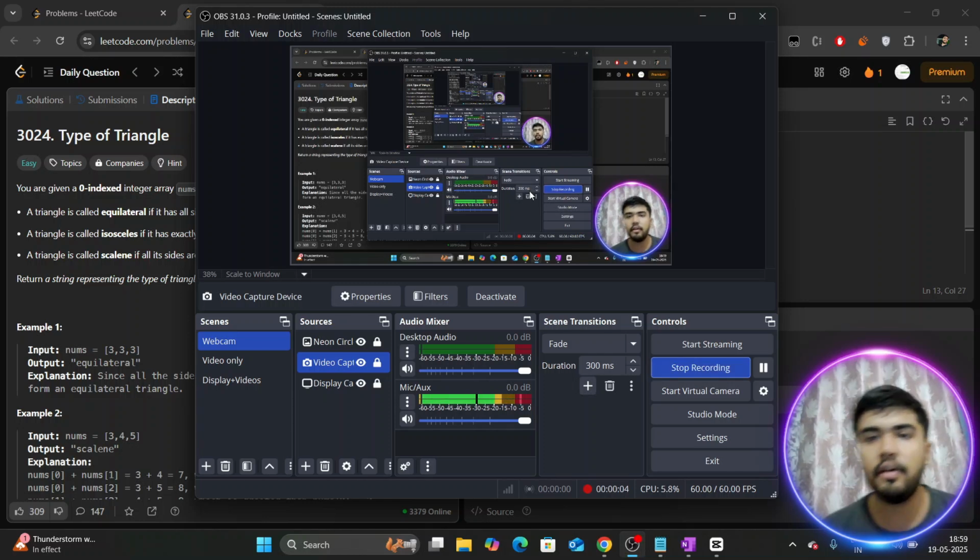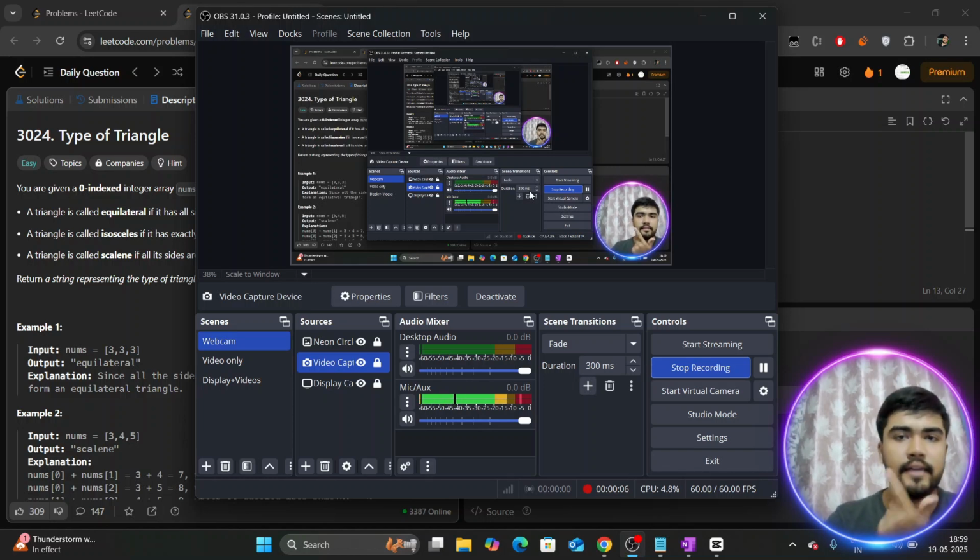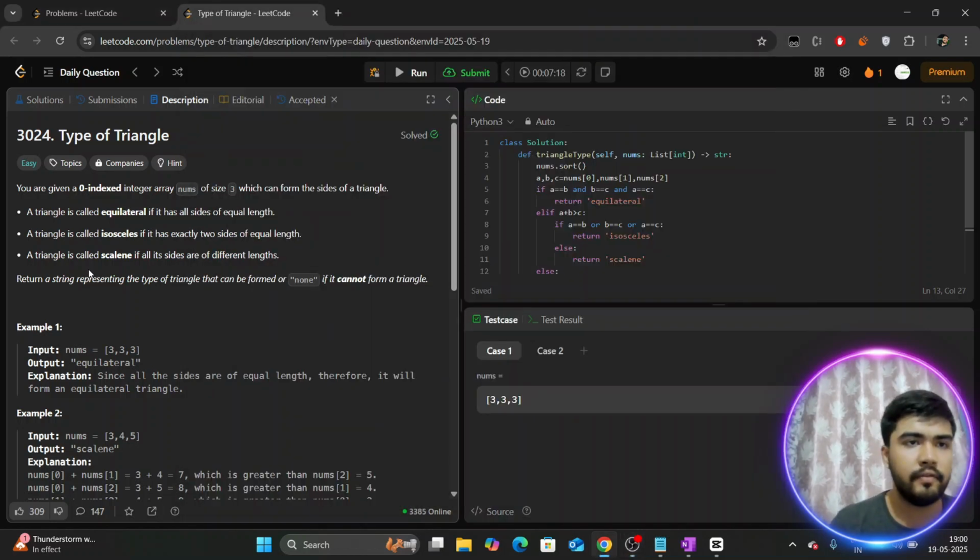So today we will solve another question from Leetcode itself. So let's get started. Yes, so today we have type of triangles. This problem is tagged as an easy, and I also feel it's super easy. So if you know the basics of triangles, then you can solve it this way.